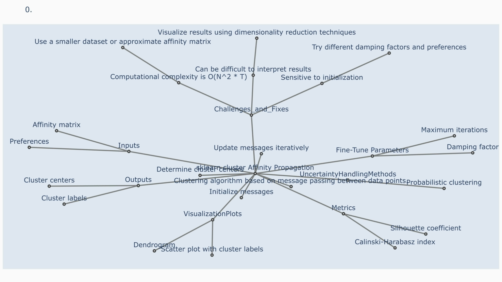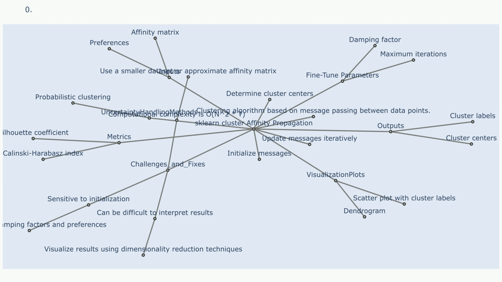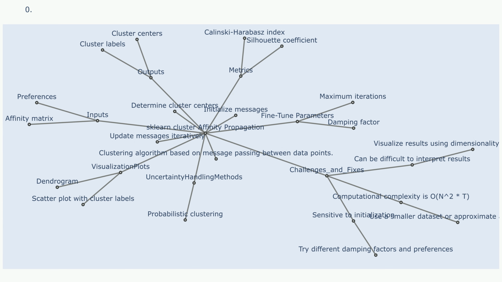sklearn cluster affinity propagation. Description: a clustering algorithm based on message passing between data points. It iteratively calculates responsibilities and availabilities for each data point to determine cluster centers and assignments.